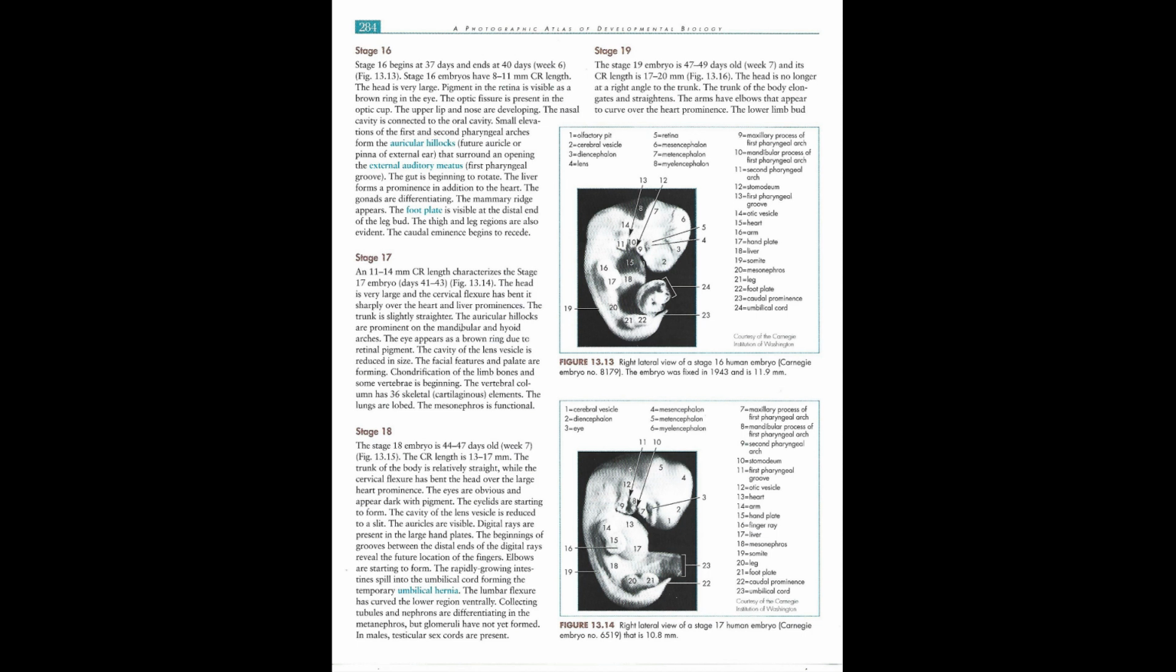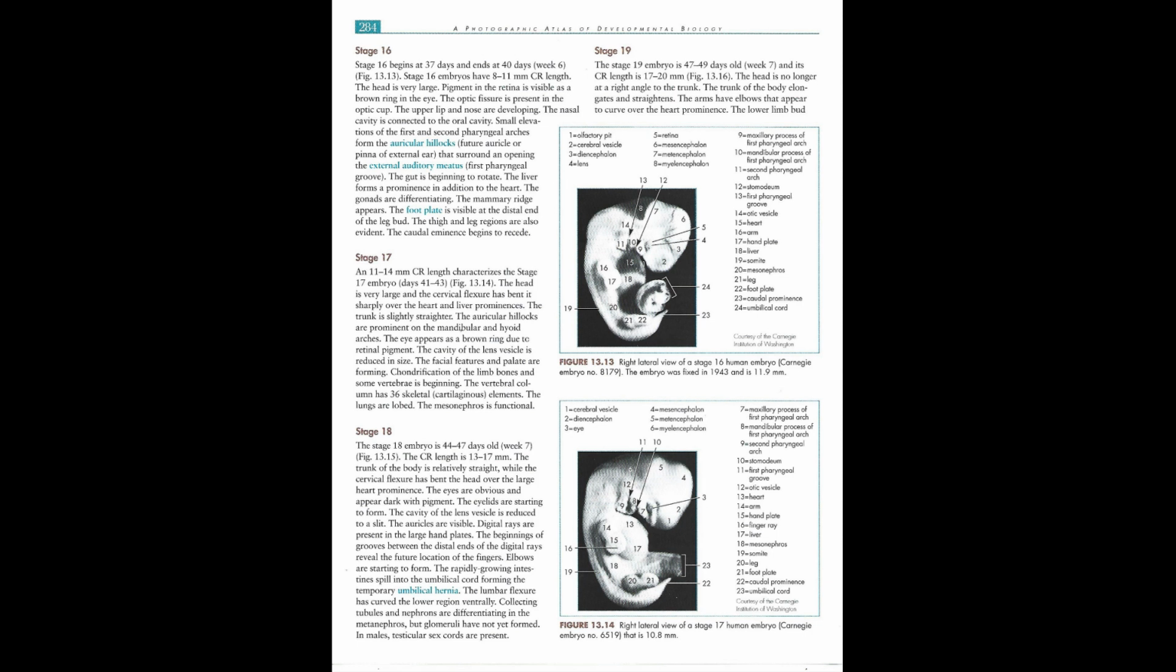The gut is beginning to rotate. The liver forms a prominence in addition to the heart. The gonads are differentiating. The mammary ridge appears. The foot plate is visible at the distal end of the leg bud. The thigh and leg regions are also evident. The caudal eminence begins to recede.